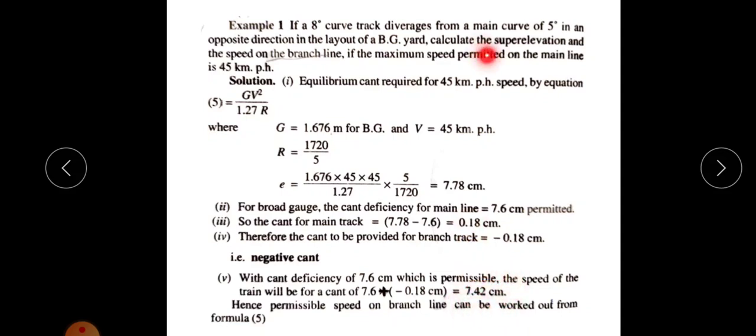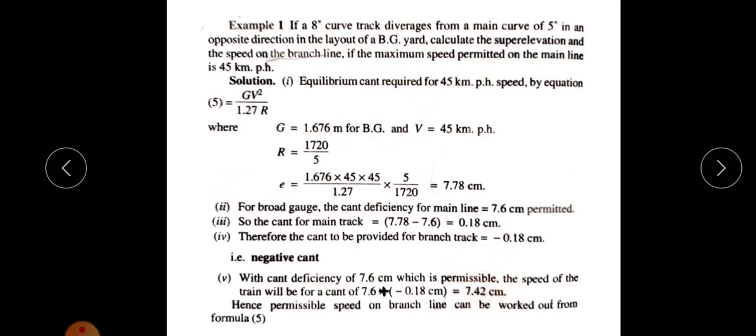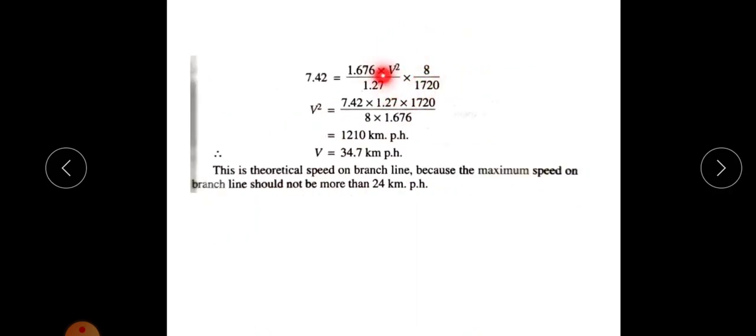So we have to calculate the superelevation. Superelevation is 7.42 and we have to calculate the speed on the branch line. So speed we can calculate from this equation, that is E is equal to GV square by 127 R. From that, E is 7.42, as we have calculated. So we will get the value of V. Okay. So V is equal to 34.7 kilometer per hour.